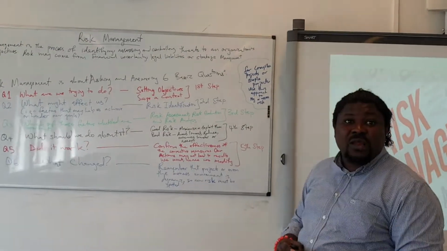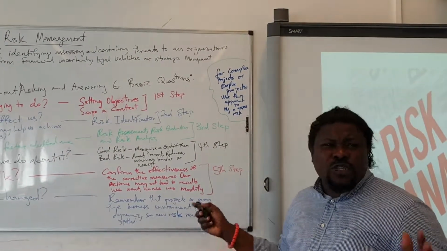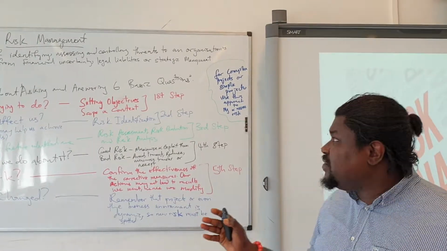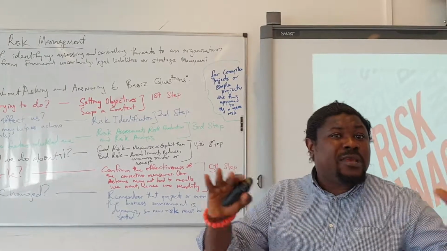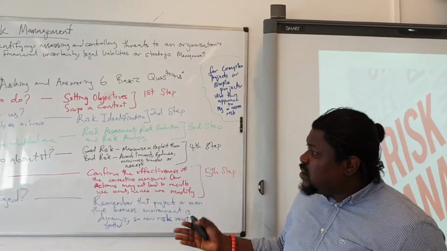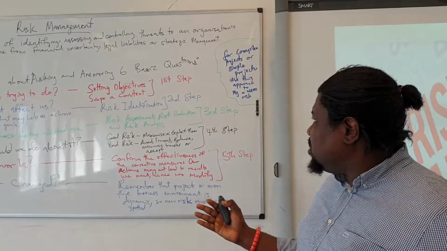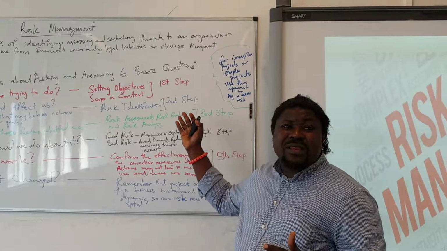The first question, if you want to manage risk: what exactly are we trying to do? Set your objectives. Make sure the objectives are SMART. Make sure that you understand the scope and the context within which you are working. First step. Second step, what might affect us? What are the things that might affect us? Therefore, you identify the risk.